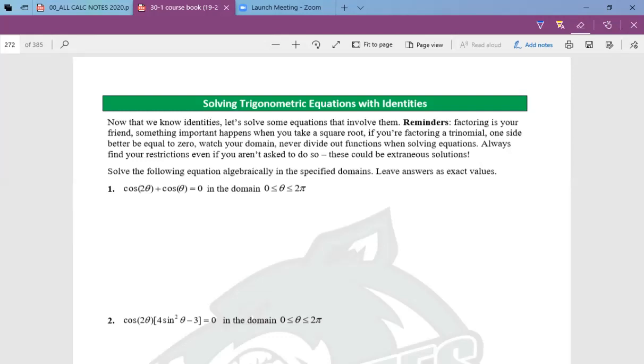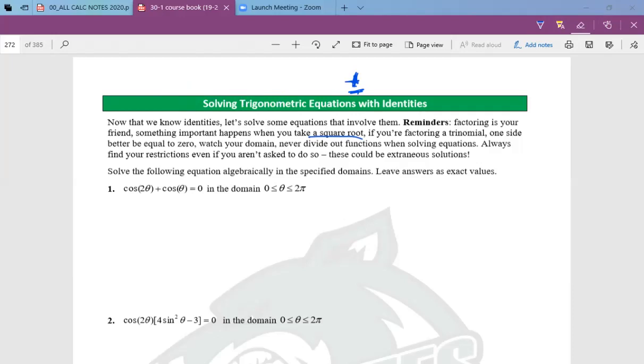It tells us something important happens when we take a square root. We're going to have plus or minus when we take the square root of both sides of an equation, so we'll have to look for that. If you're factoring a trinomial, one side better be equal to 0. It doesn't really make much sense to talk about x squared plus 3x is equal to 7, and then factor that left side and get x plus 3 equals 7. That doesn't really tell us anything. We need it to be equal to 0 for it to be meaningful here.